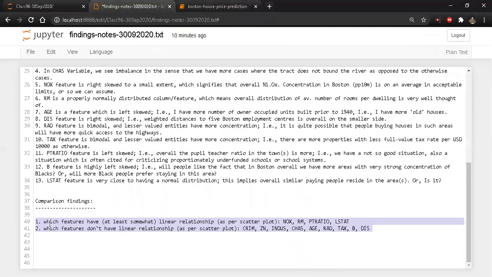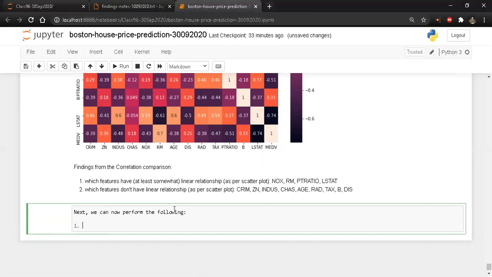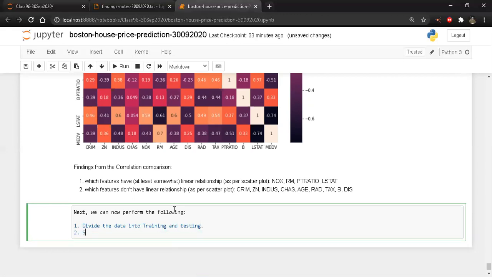Now I have done my correlations. I have joined both the data. Now is the time. What was going to be the next strategy? Next, we can perform the following. Divide the data into training and testing. That's point number one. Point number two, scale the features so that we do not overfit. We are going to define this concept. You don't know what is overfit? So what is overfit, by the way?